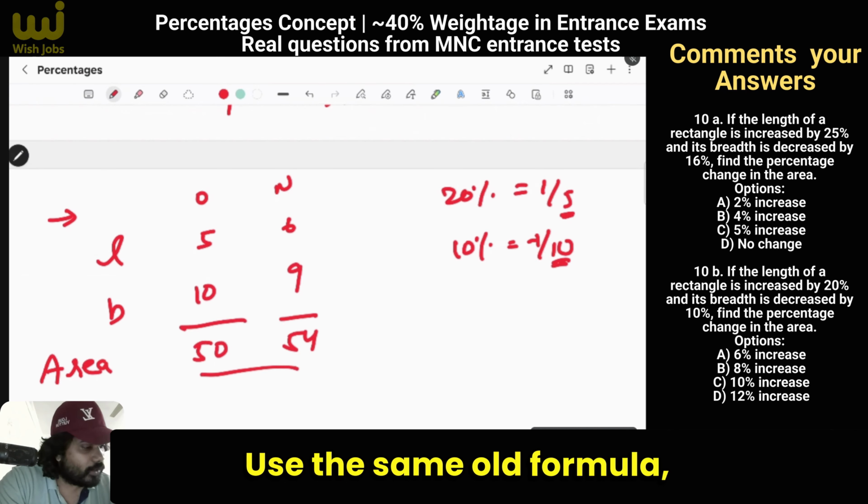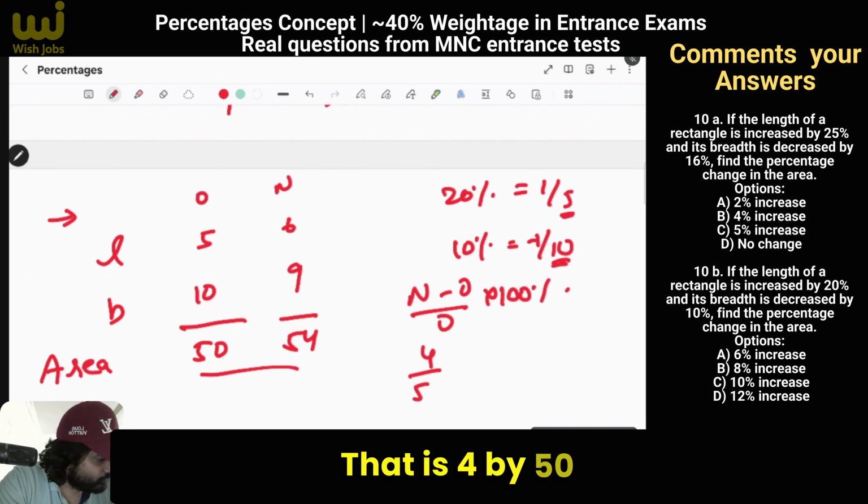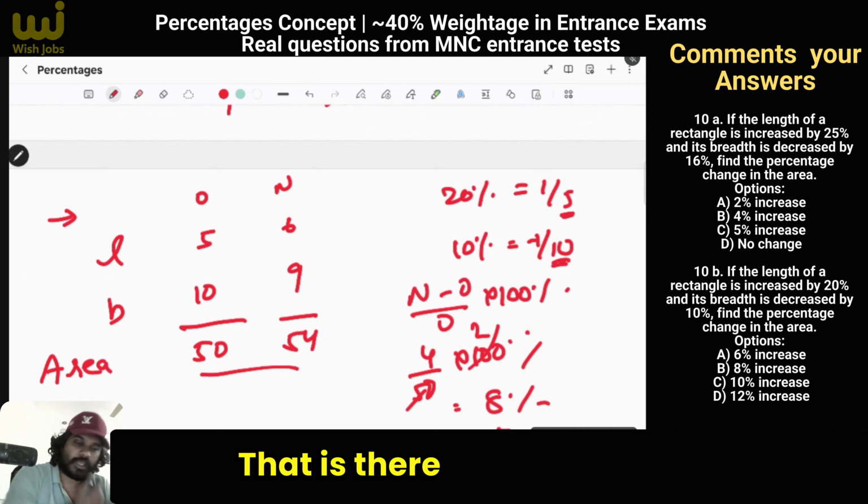Use the same old formula, new minus old by old into 100%. That is 4 by 50 into 100%. 2s are, that is 8%. That is there in the answer.